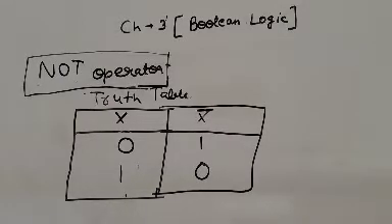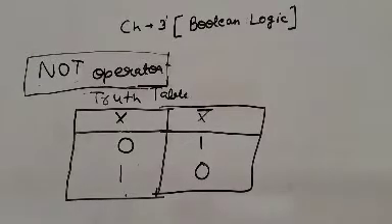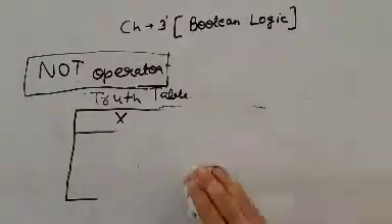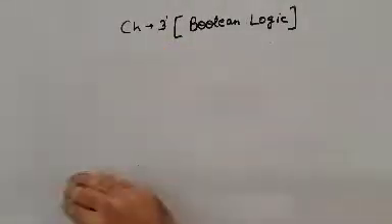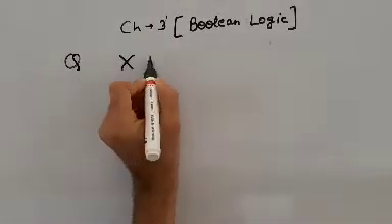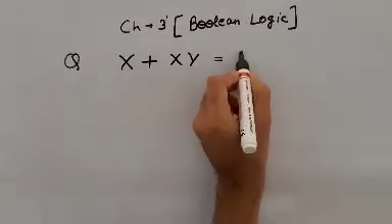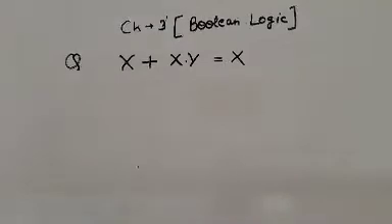Okay, now we will see how this truth table works, and how we apply these things on our expressions. For example, I have taken an expression. Now the expression will be x plus x y equals x. This is the expression. Clear?